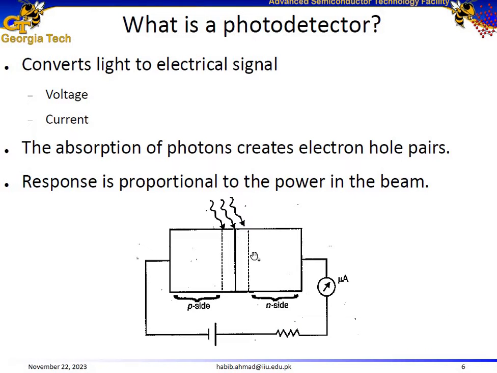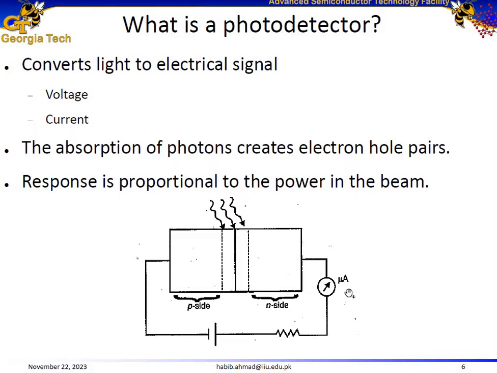So when light is incident on this photodetector, if the energy of the incoming light is greater than the band gap of the semiconductor, this incoming light would result in the generation of electron-hole pairs. The electrons would be attracted by the positive terminal towards the right, towards the n-type layer, and the holes would be attracted by the negative terminal towards the left. And the movement of these carriers would result in a current.